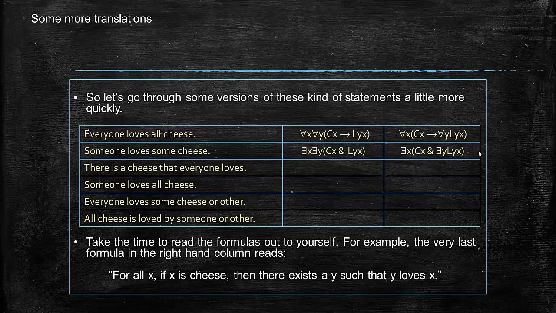There is a cheese that everyone loves. How would we say that? There is a cheese that everyone loves. Go ahead and try that one. So this is going to involve a mixture, an existential and a universal, right? So we're going to have, there exists an x such that x is cheese, and for all y, y loves x. There is something that's cheese, and everything loves it. Someone loves all cheese. Give that one a try.